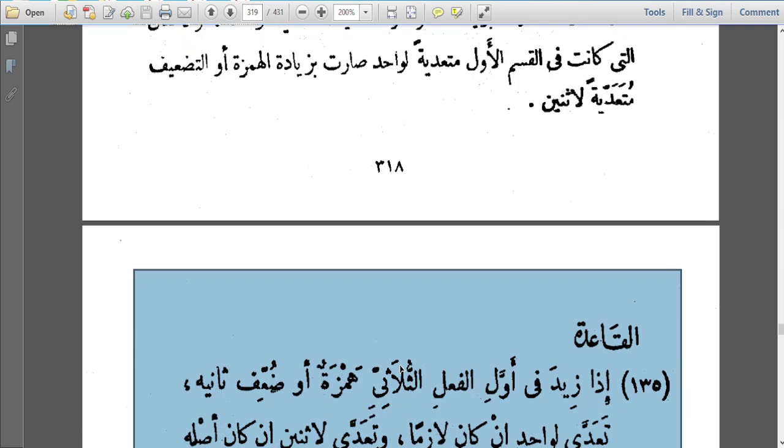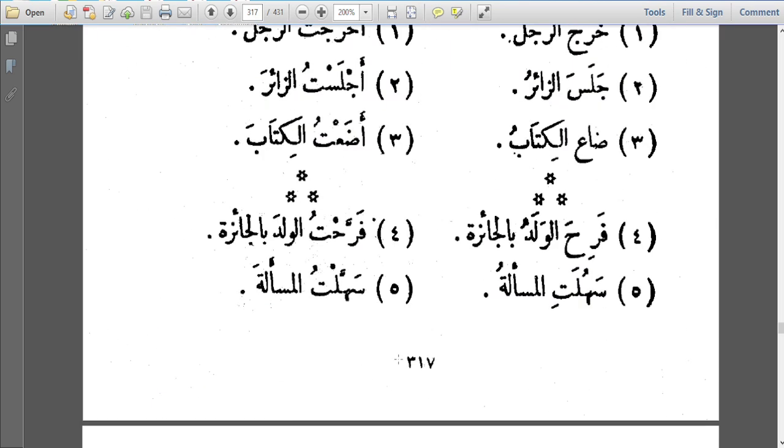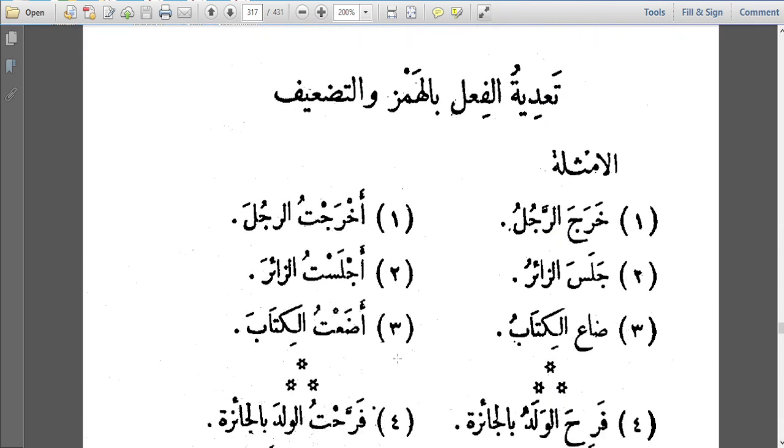Okay, so this is the whole concept of the hamza to ta'diyah and then also the tad'if. So when you see a hamza like akhraja, ajlasa, ada'a, okay, it is called hamza to ta'diyah. That is its function in the text.